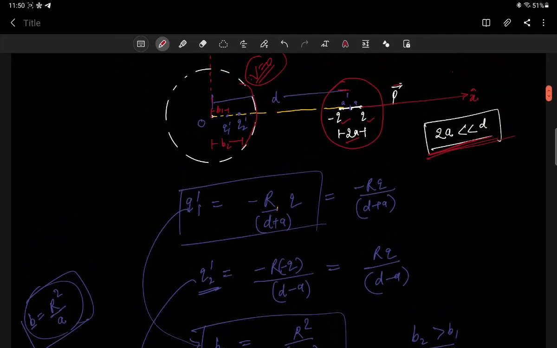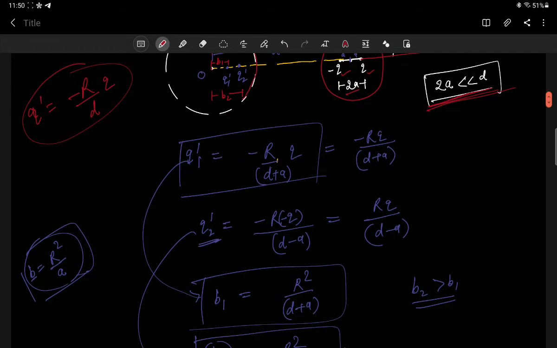So what is the general formula for calculating the image charge? q prime is equal to minus q r upon d, where d is the distance and q the charge. This is the general formula to calculate the image charge. Here the distance of one of the image charges is d plus a, and the other minus q charge has the distance d minus a. So correspondingly we calculate the first image charge using this formula.